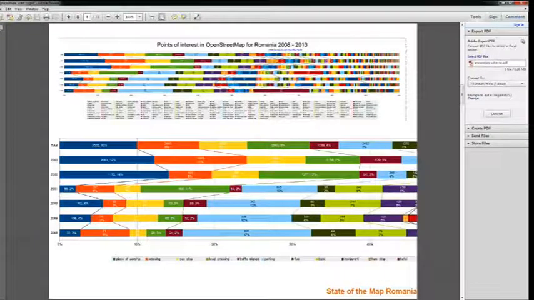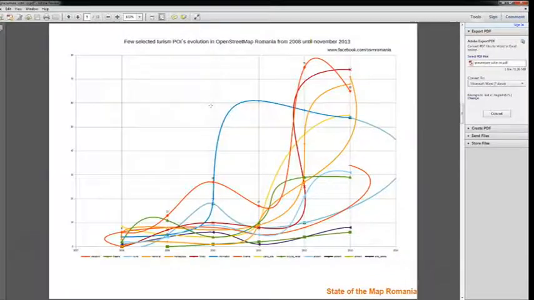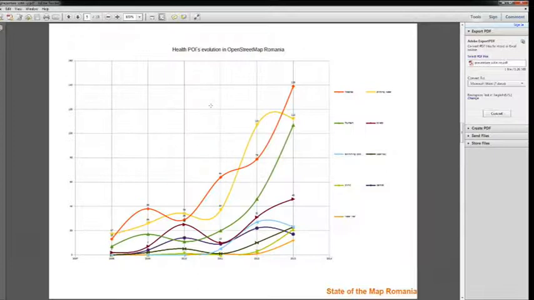This was a statistic made to see by each year the evolution of certain points of interest, like the places of worship or crossings around different times. This is another one to see different points of interest, how they evolve each year. And this is with the health category points and the evolution.